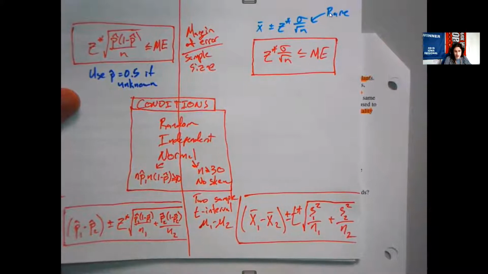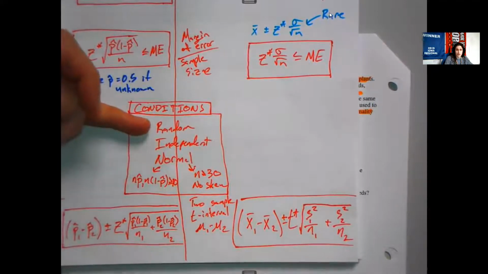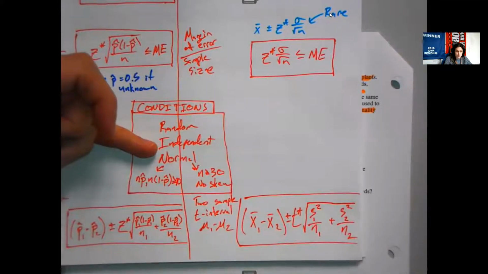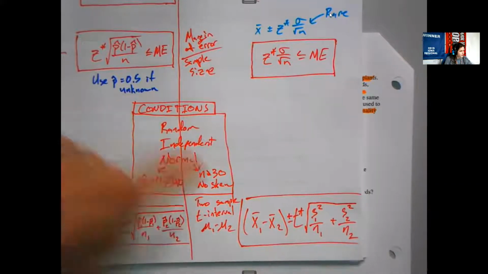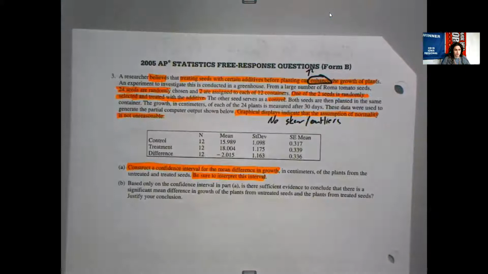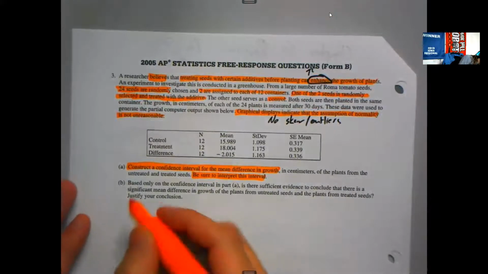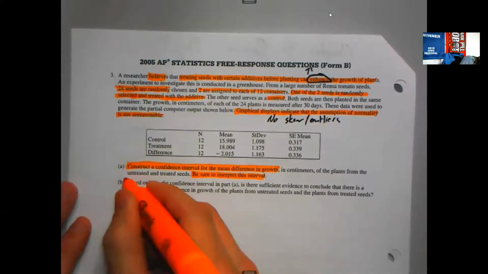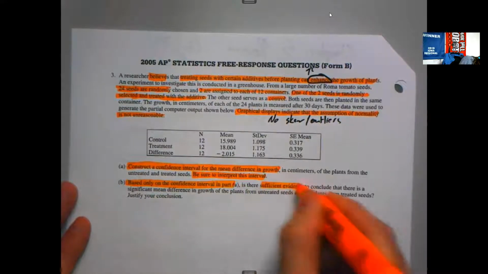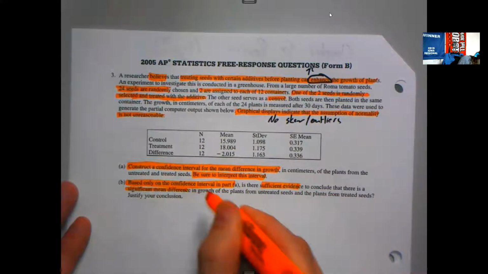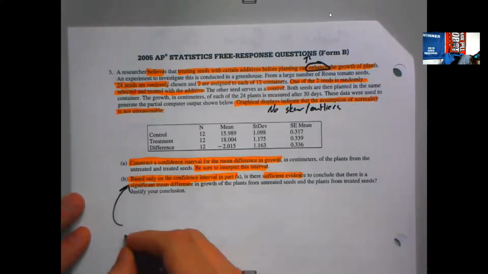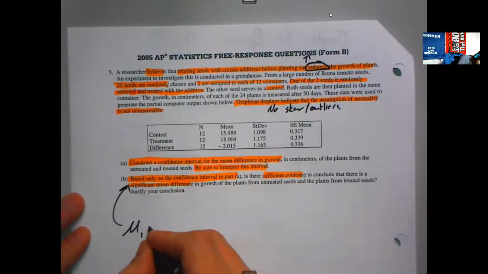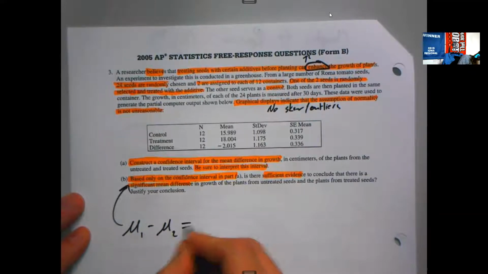You can do most of this in your calculator, but you still need to know how to check the conditions that we did: random assignment and selection, independence, and normality. How do we establish normality here? Right side, we're told that there was no skew. We're told that that condition was met. And then it said, based only on your confidence interval in part A, is there sufficient evidence to conclude there is a significant mean difference? If there's a significant mean difference, that would mean that mu1 minus mu2 is not equal to 0.